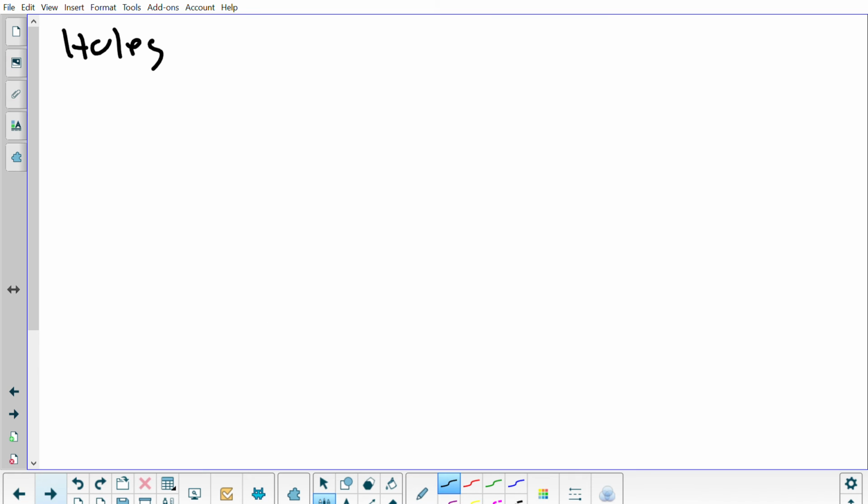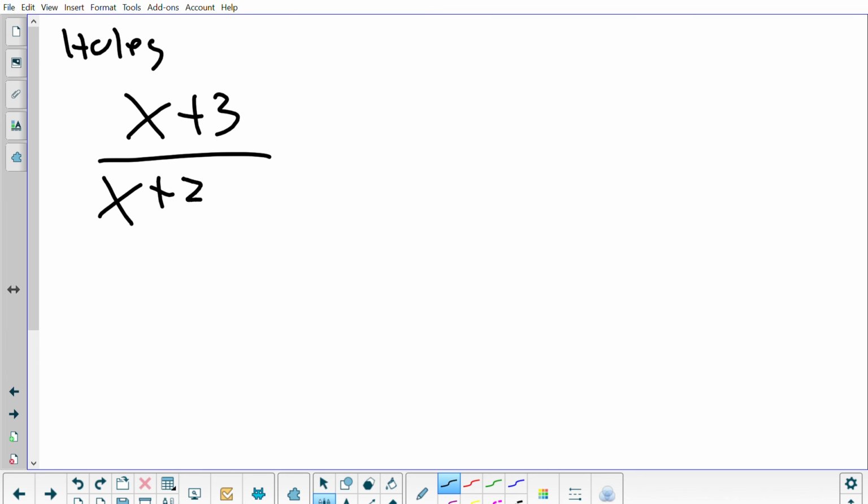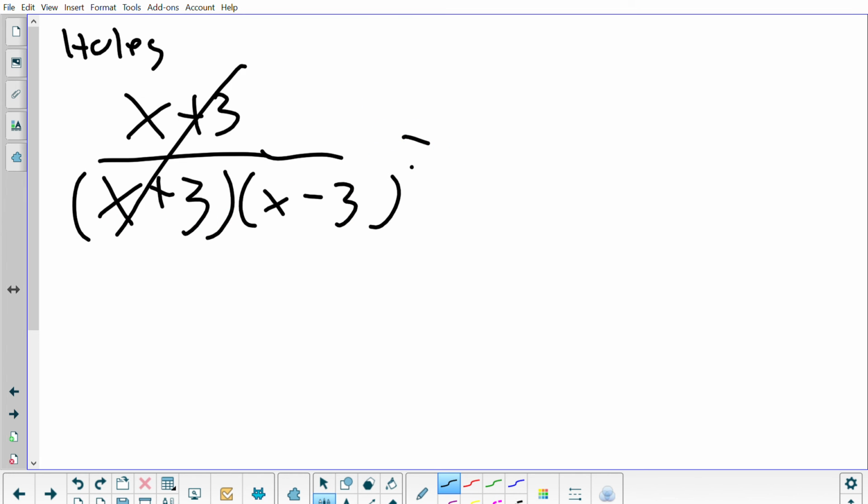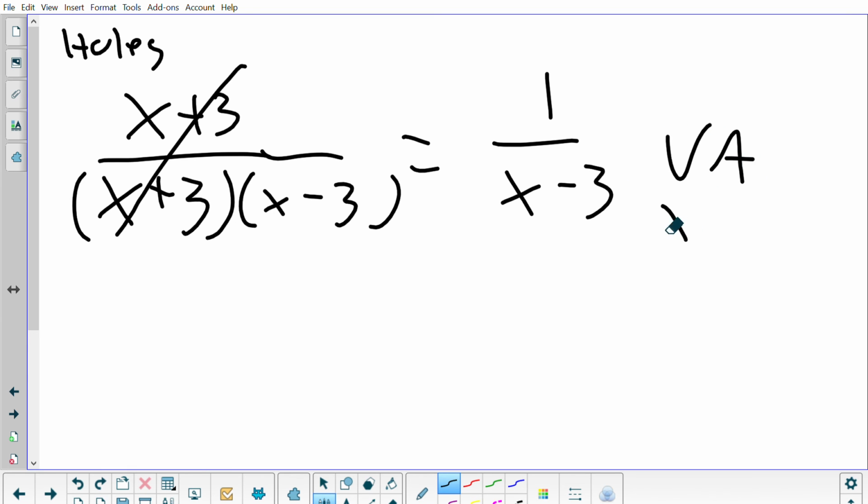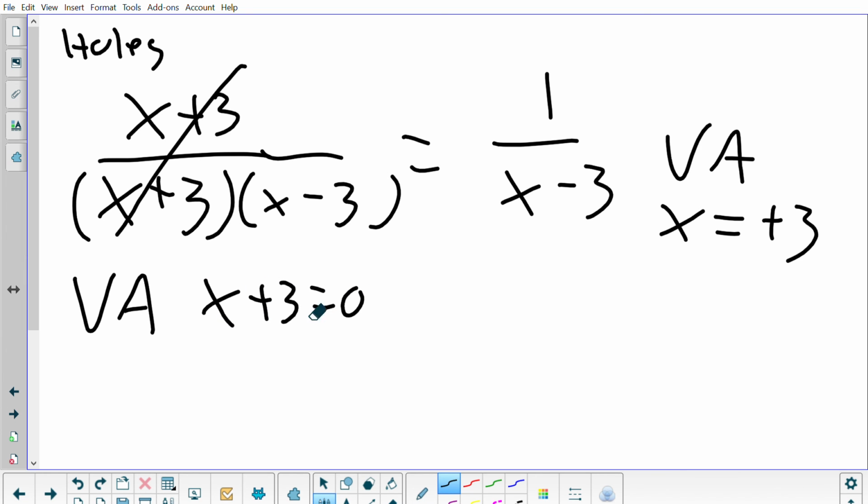And then the last thing that we're going to work with is holes. So let's say x plus 3 over (x plus 3)(x minus 3). So remember how we canceled these out to get 1 over x minus 3, and then we found our vertical asymptote to be where x is positive 3. This is still a vertical asymptote of sorts. So this is still x plus 3 equal to 0. We solve.